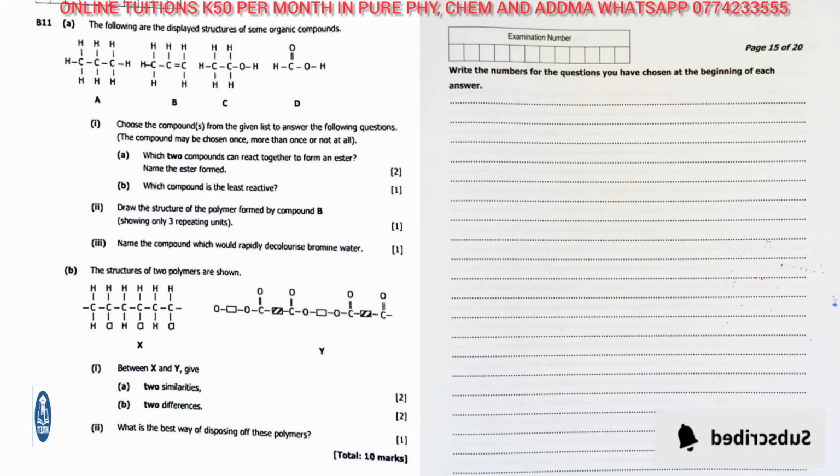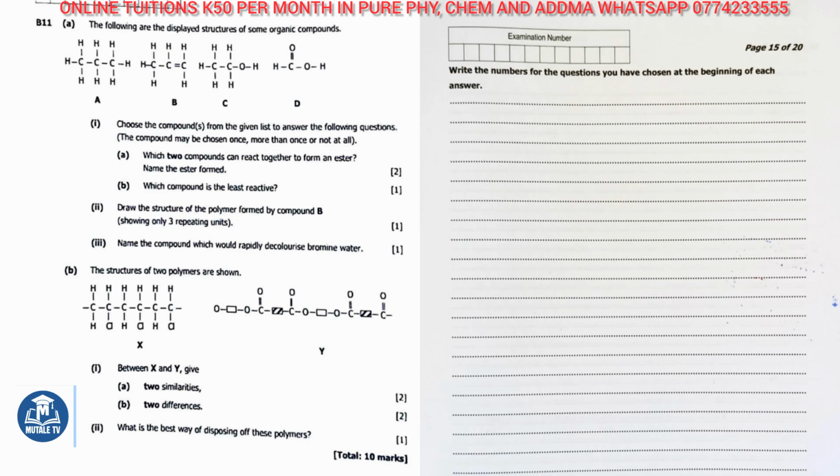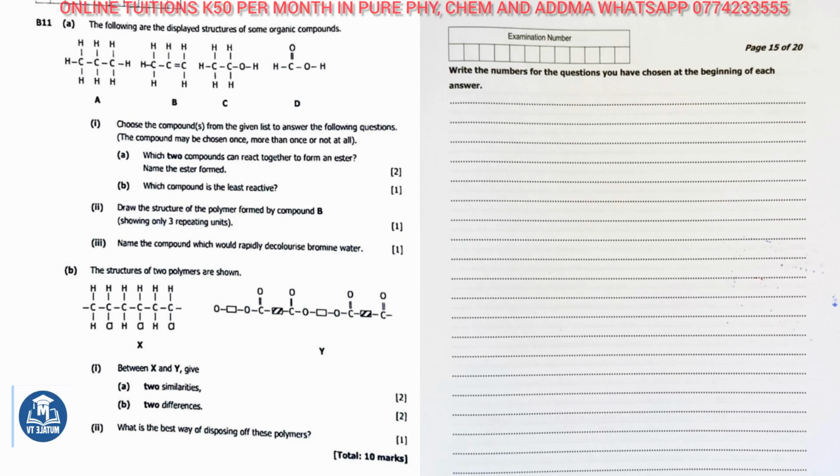Question B11 reads, the following are the displayed structures of some organic compounds. The four structures are labeled A, B, C, and D. Structure A is ethane, 2 carbon atoms joined by a single bond with 3 hydrogen atoms on each carbon. Structure B is ethene, 2 carbon atoms joined by a double bond with 2 hydrogen atoms on each carbon.